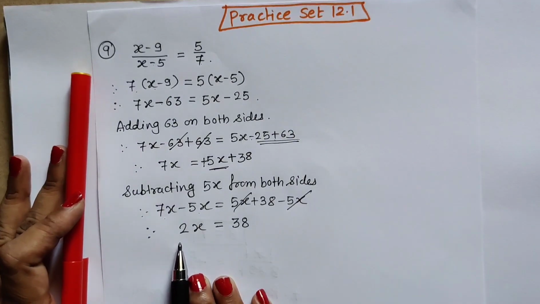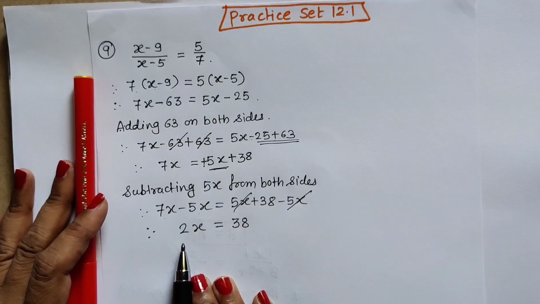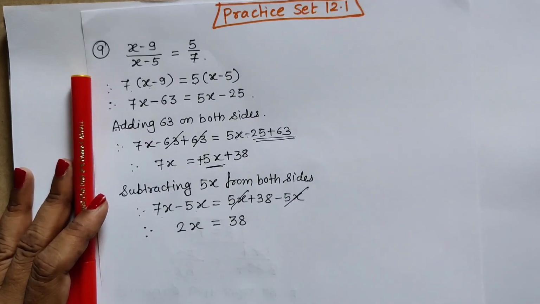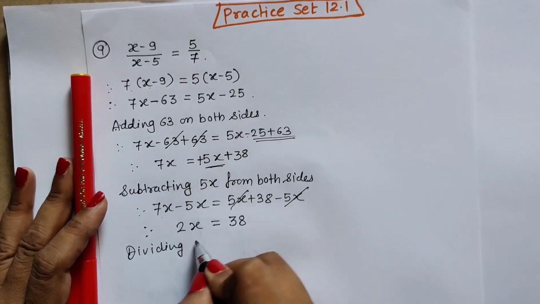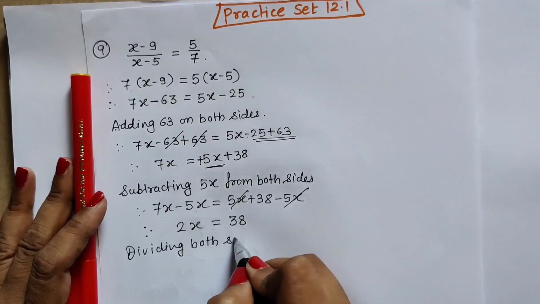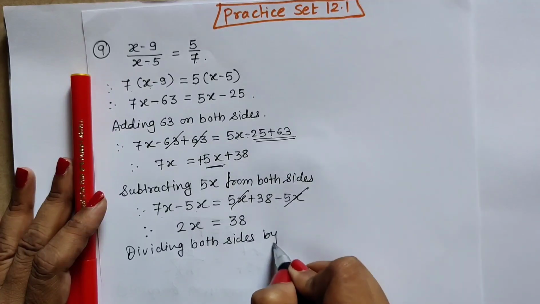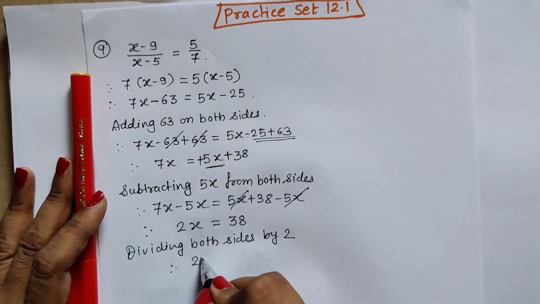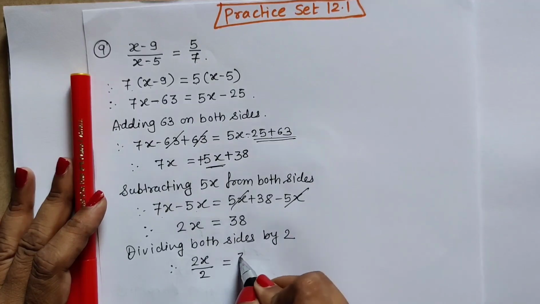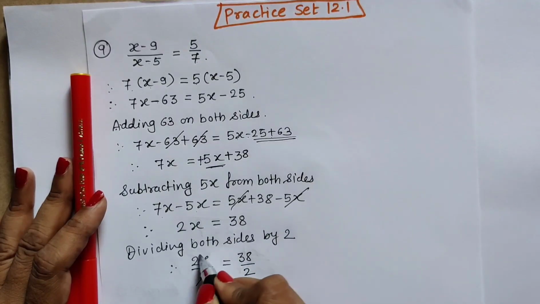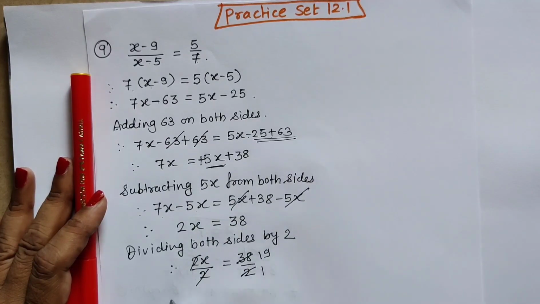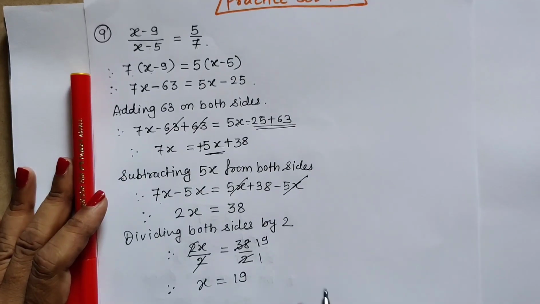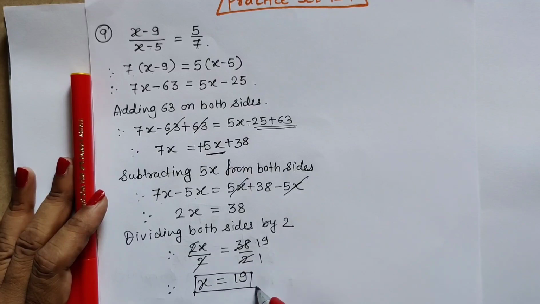Now again on the left hand side, the number 2 is there, so we have to transfer it. Here it is 2 multiplied by x. When we transfer, it will become divide by. So dividing both sides by 2: 2x upon 2 and 38 upon 2. 2 cancelled. 2 ones are 2, 2 nines are 18. So on the left hand side x is remaining, on the right hand side 19 is there. So we are getting x is equal to 19.